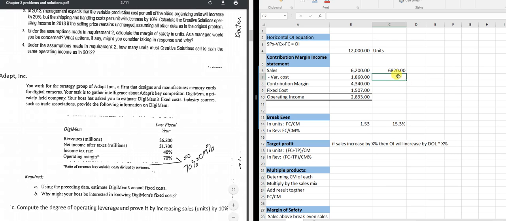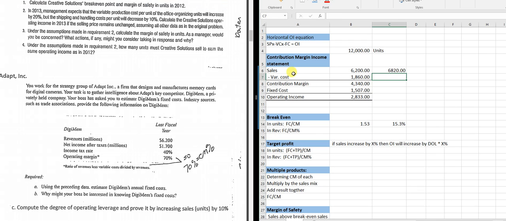Okay, and so this one will, if sales in units, remember sales are selling price times the number of units. This is variable cost times the number of units, okay? So if my sales increase by 10%, from 1,200 units to whatever it is, this will also increase by 10%.